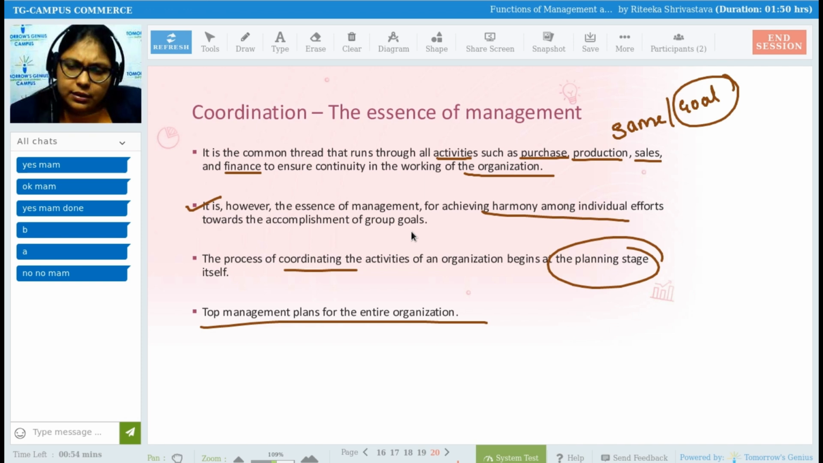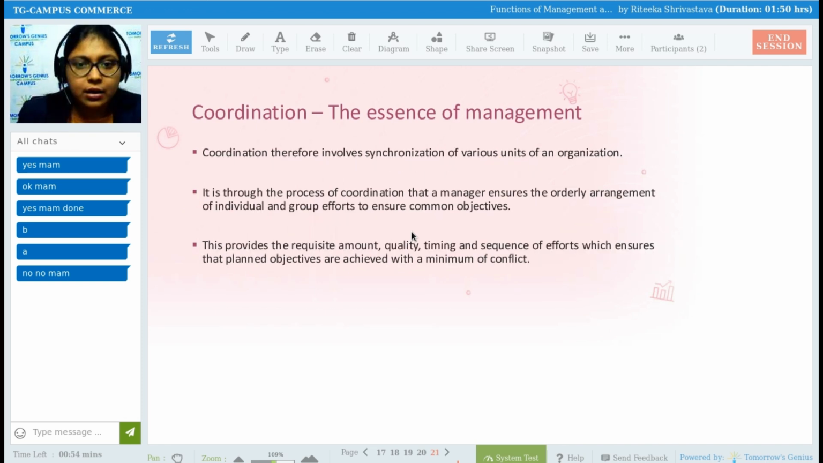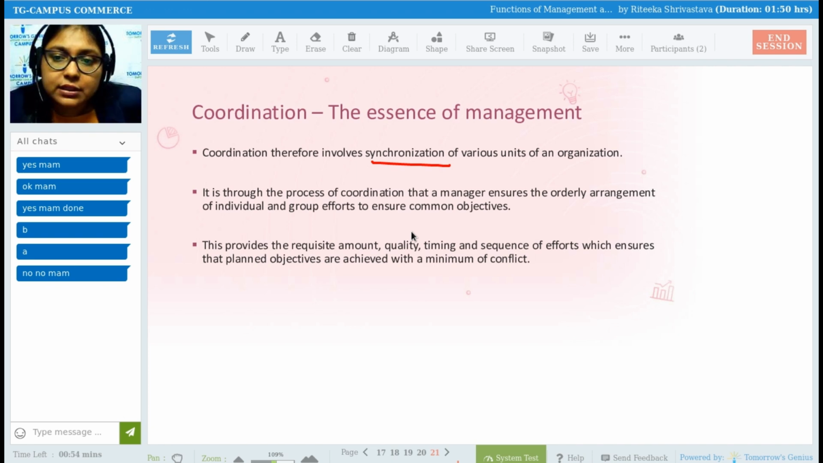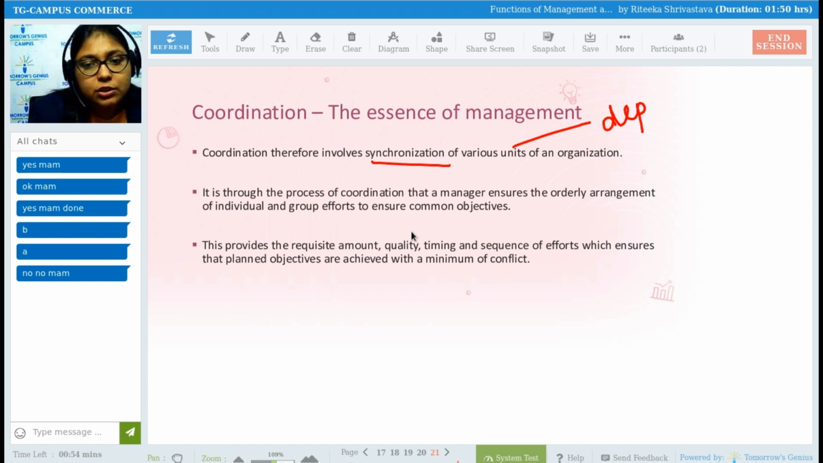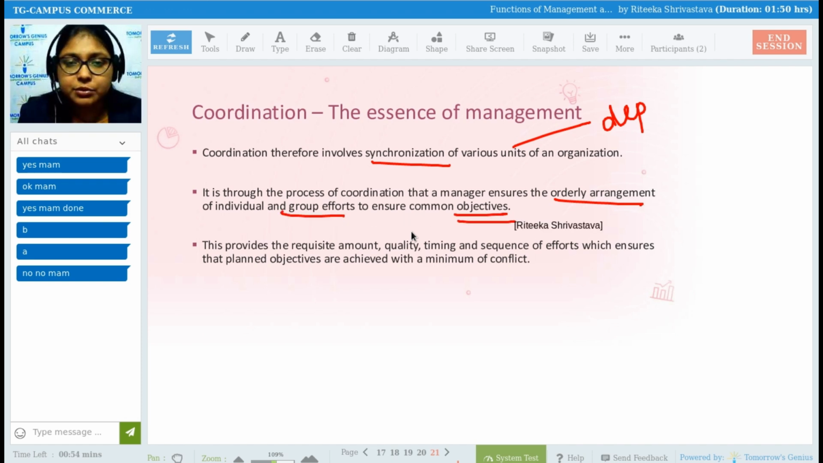Okay. So this is the same thing we are saying. Coordination therefore involves synchronization of various units of an organization. That means all the various units. Various units means nothing but various departments of the organization come together and work for achieving the same goal. Through the process of coordination, a manager ensures orderly arrangement of individual and group efforts to ensure common objectives.